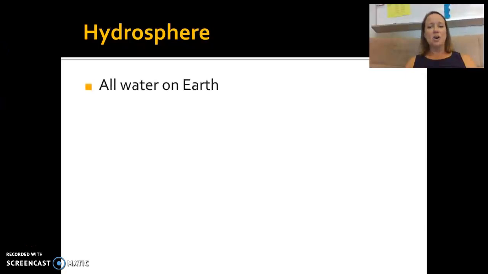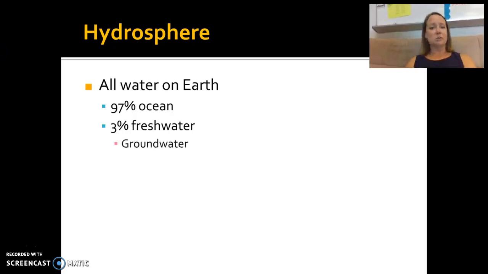So hydrosphere is all the water on the Earth. Of that water, 97% can be found in the ocean. The other 3% is fresh water. A lot of times we think of fresh water as surface water, so that's our lakes, streams, but actually we have groundwater and frozen water as well. Most of our fresh water is actually found frozen in our glaciers and ice caps.